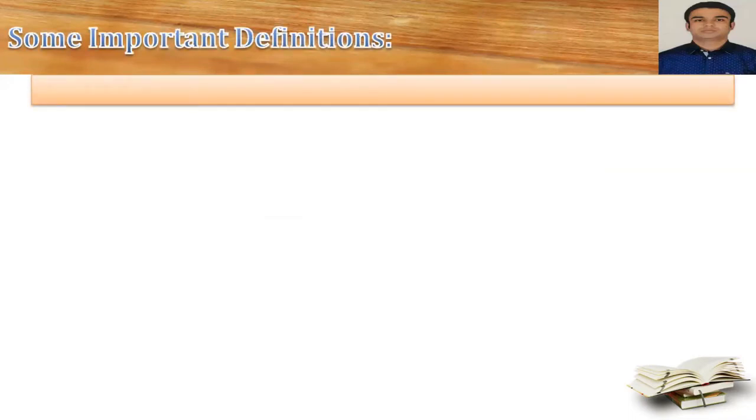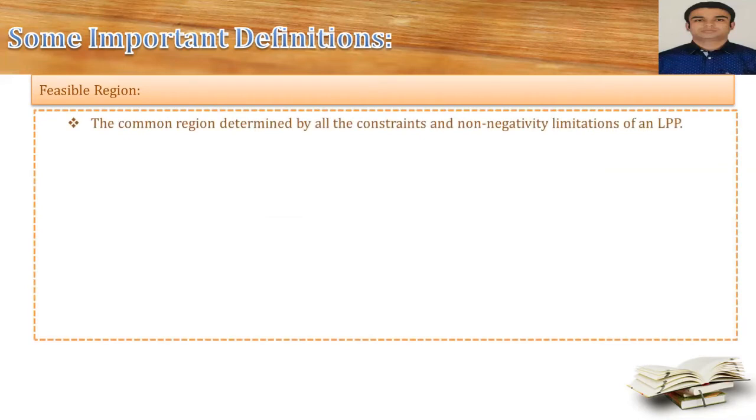First, before considering an example of the graphical method, we discuss some important definitions. The first definition is the feasible region. What is the feasible region? The common region determined by all the constraints and non-negativity limitations of an LPP program.